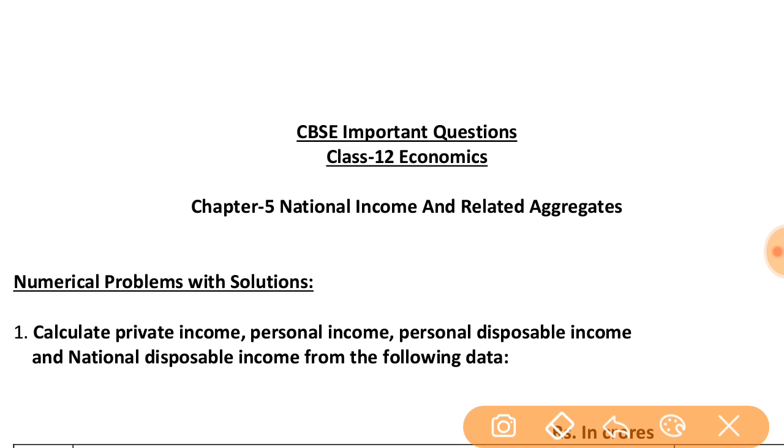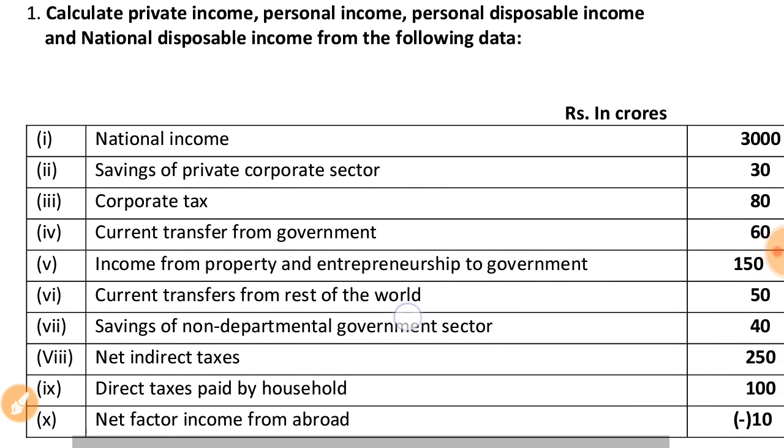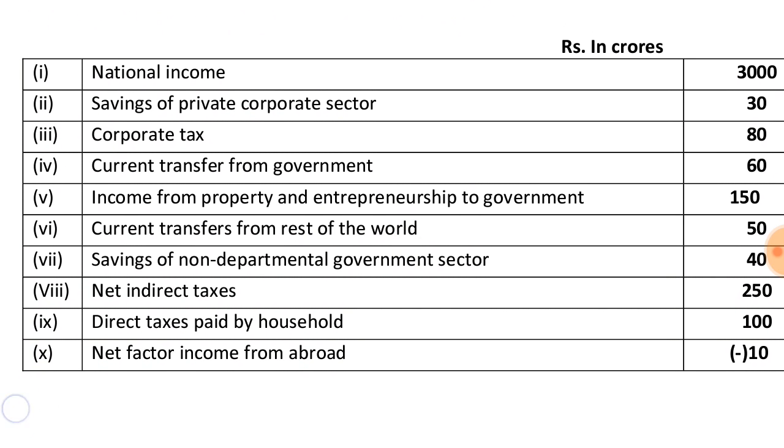The first question is: calculate private income, personal income, personal disposable income and national disposable income from the following data. So see the question here. From this question you have to find out personal income, private income, personal disposable income and national disposable income.